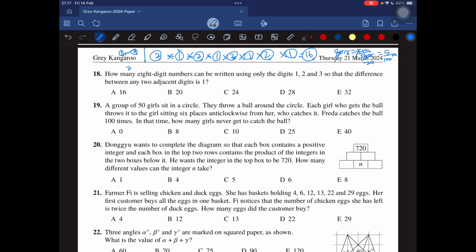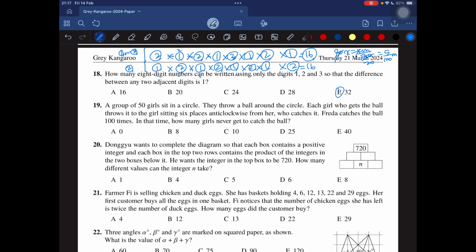Let's say starting digit is 2. Then the first digit is only 2, and the next one can be 1 or 3. If it is 1 or 3, it should be only 1, I mean 2 again. So only one case can come, and 2 and 1 and 2 and 1. So 2, 2, 2, which is 8. So 1, 2, 3, 4, 5, 6, 7, 8. So this is another 16. So altogether 32.